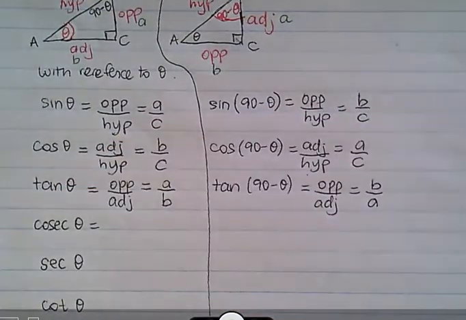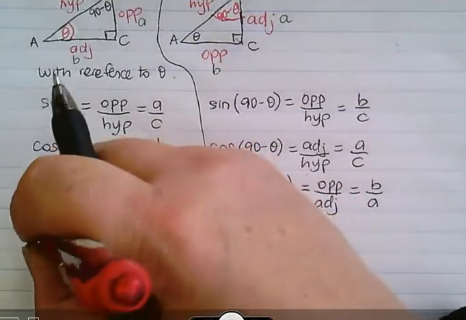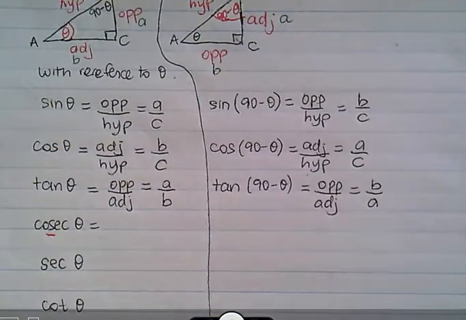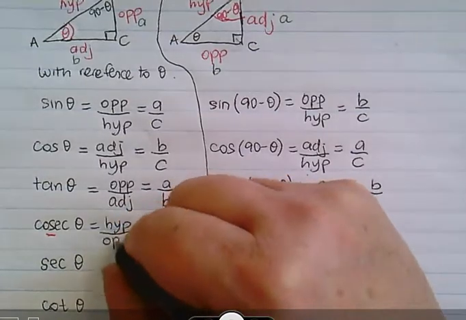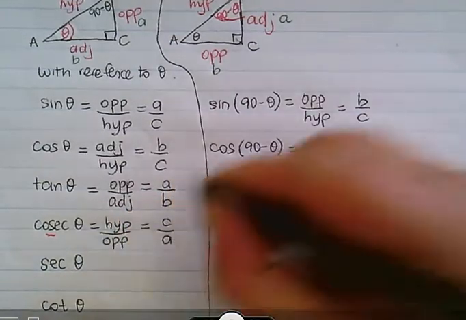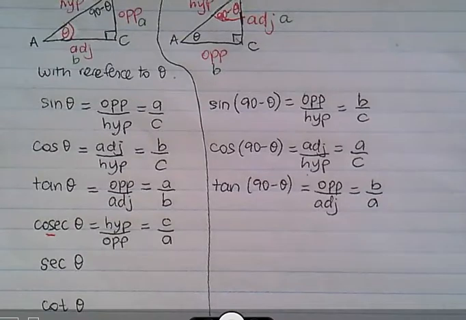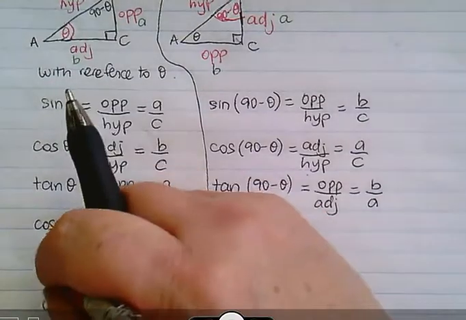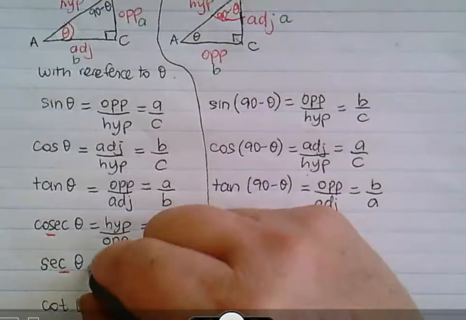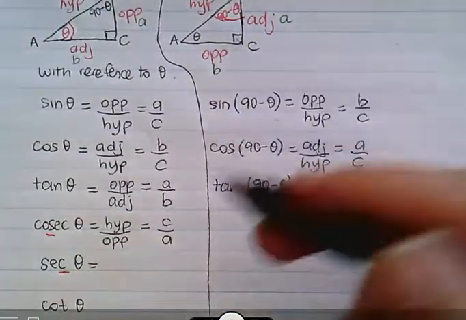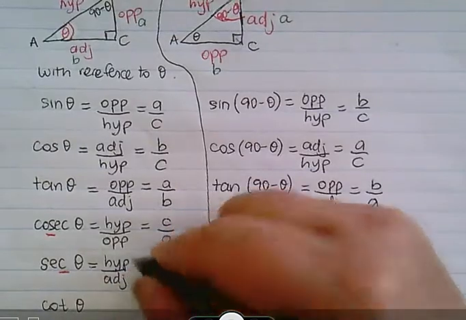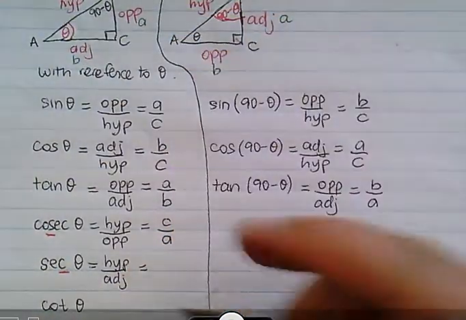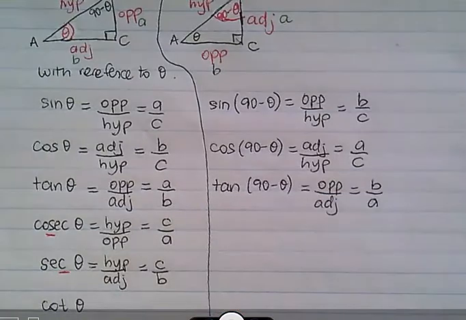Now cosec's third letter is S, so it's the reciprocal of the sine ratio. We know it's hypotenuse over opposite, which is C over A. Are we okay with that? Sec's third letter is C, so it's the reciprocal of the cos ratio. So it's hypotenuse over adjacent, which is C over B.